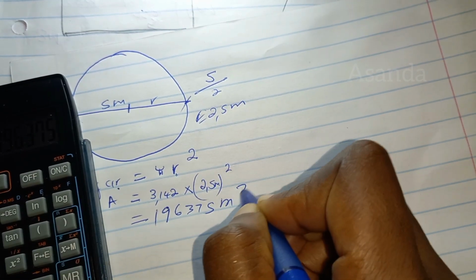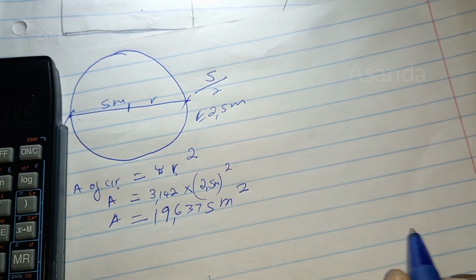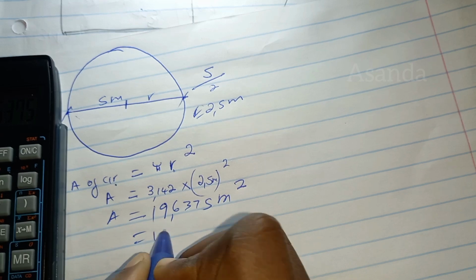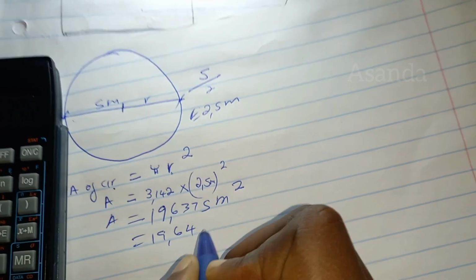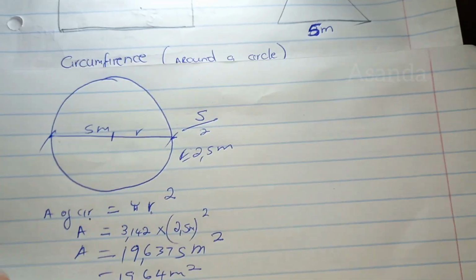That is 19,6375 meters squared, the area, right? Then we can round off if we want. So we can say 19,64, since we were not told where to round off to. Okay, so that one would be the circle.